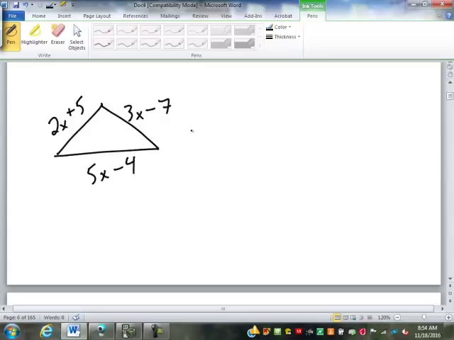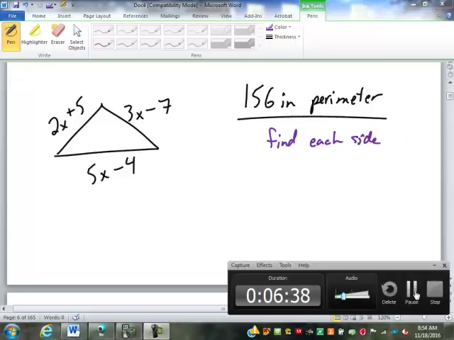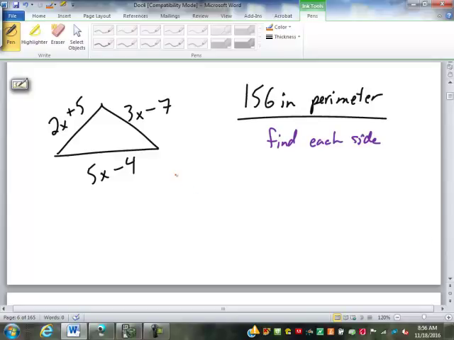So looking at this example, I tell you the perimeter of that triangle is 156 inches. I want to find each side. Why don't you give this one a shot in your notes? See if you can come up with it. So as you set this up, you're just going to get the perimeter, you're just going to add up the sides, right? So 2x plus 5 plus 3x minus 7 plus 5x minus 4 is going to equal 156 inches.